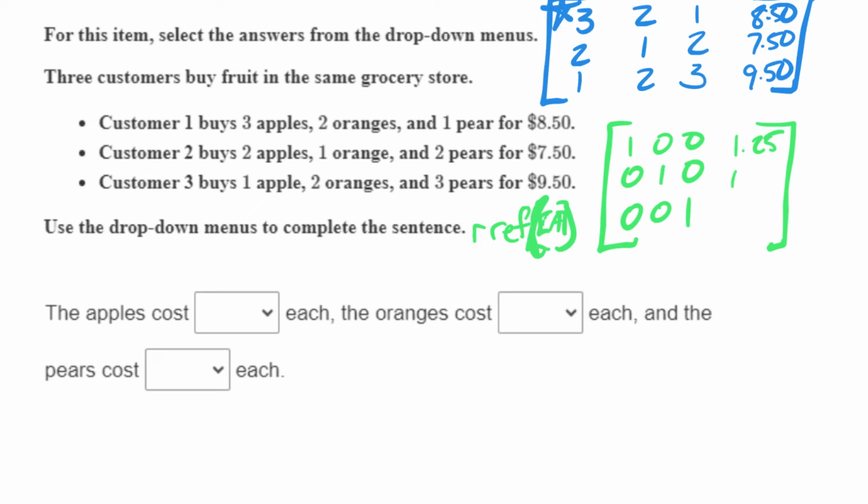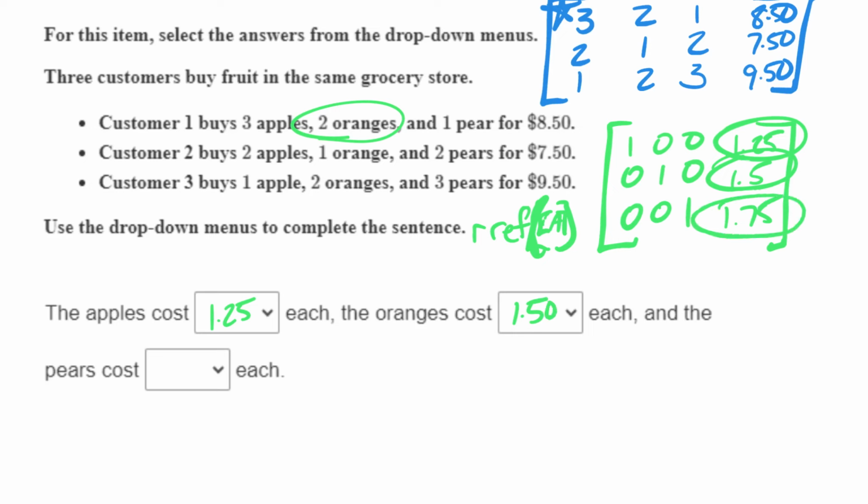1.25, 1.5, and 1.75. So what this is saying is, hey, your first variable was $1.25. Well, that does happen to be apples. This means the second variable we chose was oranges, are $1.50. And then lastly, your third variable, which we chose to be pears, $1.75. Matrix is just the best way to do these systems, especially these 3x4s.